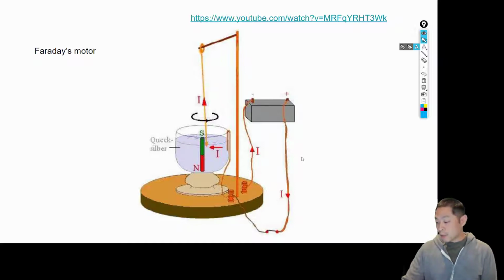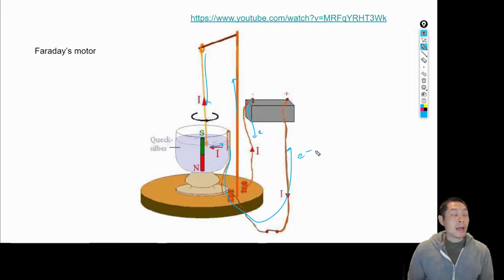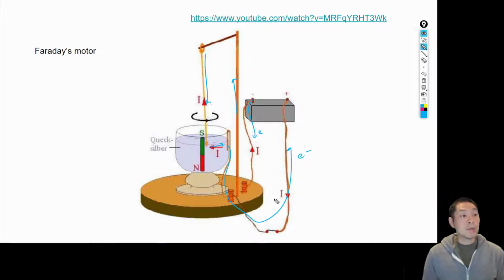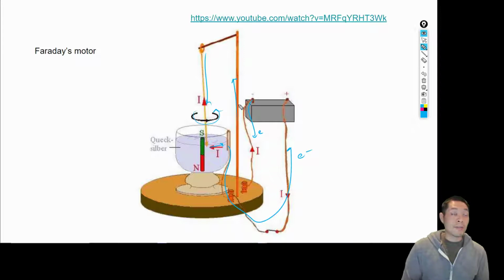So Faraday came up with a really cool discovery: as he passed electricity through a wire, in this case electrons moving in this direction, up the wire, down the wire, through the mercury, back into the battery, he found that this wire, actually the entire wire, will create a magnetic field. And he was able to prove that because as this wire was dipped in mercury, which also conducts electricity, this thing will start rotating in a circle. And because of that, he understood that there must be a magnetic field here.